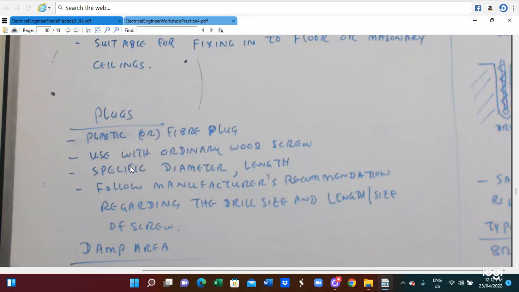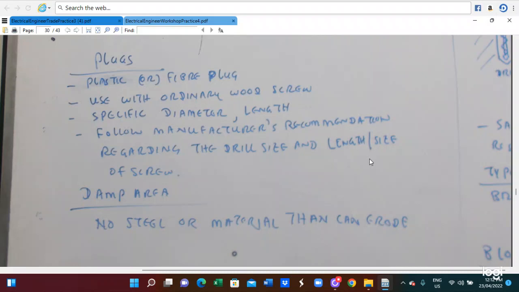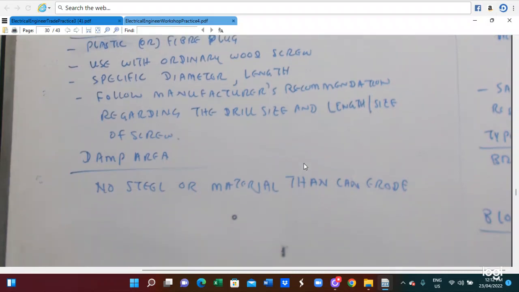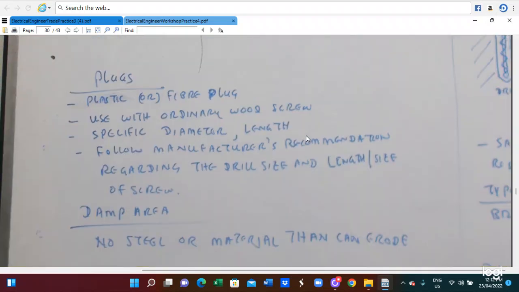Usually for an ordinary wood screw, fix the diameter and the weight, and follow the manufacturer's recommendation. In the meantime, the drill size and the length of the screw must be appropriate. In damp areas, we cannot install steel or any material that can corrode.